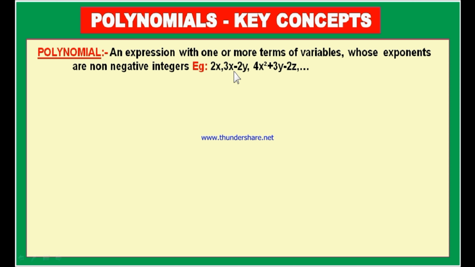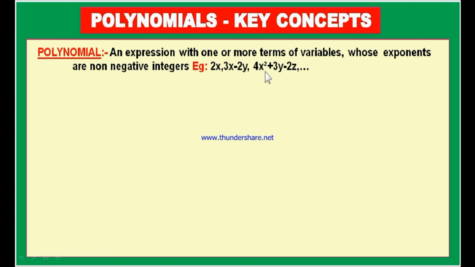Look at the second expression. The second expression is 3x minus 2y. Here also you can find more than one term. Of course here you can find two terms. One term is 3x and the second term is minus 2y. And how many variables you can find here? Good, there are two variables. One is variable x and the second is variable y. Now what about the exponents of x and y here? The exponent of x is 1 because 3x means 3x power 1. And what is the exponent of y? Minus 2y power 1. Therefore the exponents of the variables are positive integers or non-negative integers.